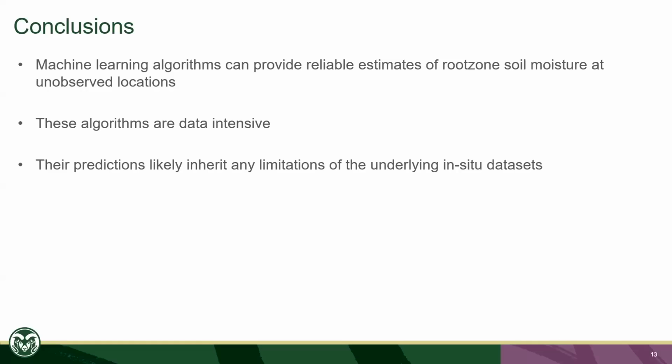And I think the other downside to keep in mind is the fact that these algorithms are really only reproducing what we observe in the in situ soil moisture data sets. So whatever limitations we have in those data sets are inherited by the machine learning algorithms. So if there are conditions we're not observing in those data sets, we won't expect the machine learning algorithms to make accurate predictions for those conditions.